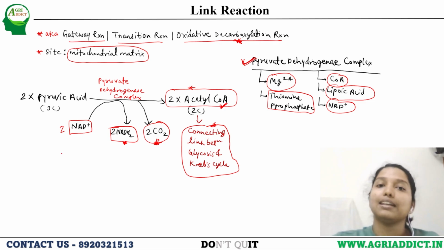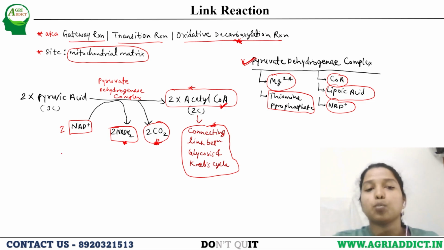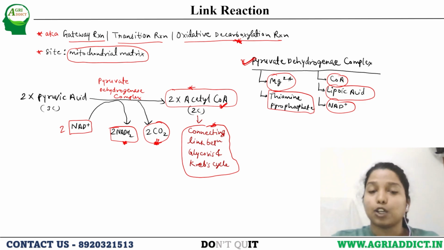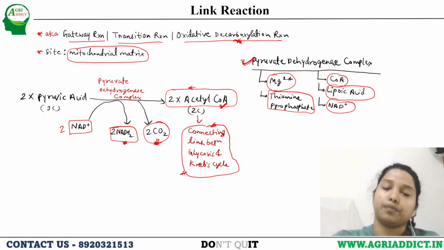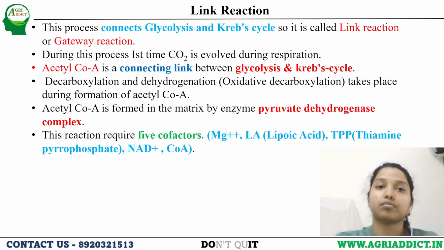So here in link reaction, nothing else is happening. Only two molecules of pyruvic acid are getting converted into two molecules of acetyl CoA, and this acetyl CoA will be used in the next step, which is Krebs cycle. So that's why we are calling it the connecting link between glycolysis and Krebs cycle. So let's move to the next slide.